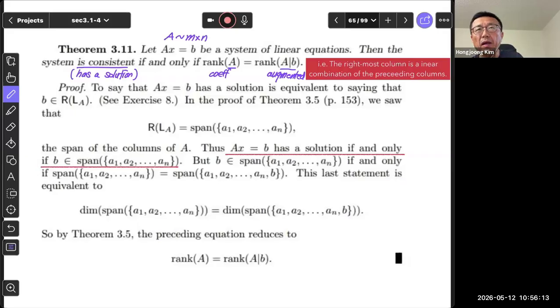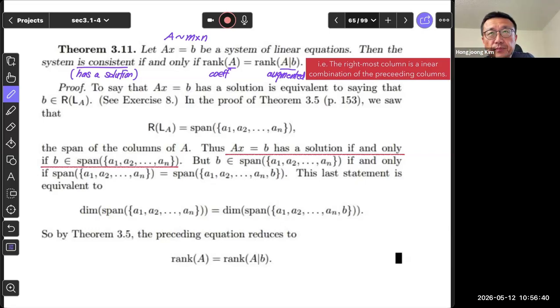If these two matrices have the same rank, then the problem will have a solution, and vice versa. If the problem has a solution, then the rank of A is not increased by adding the right hand side vector, right? Now, how can I prove this?